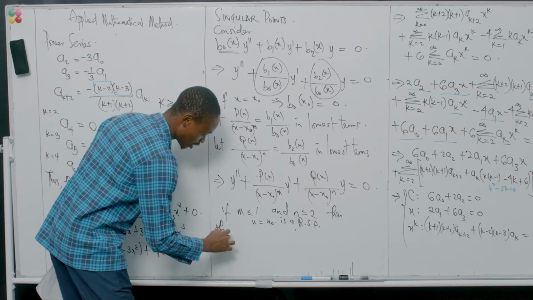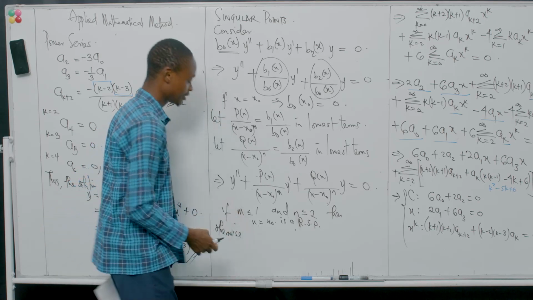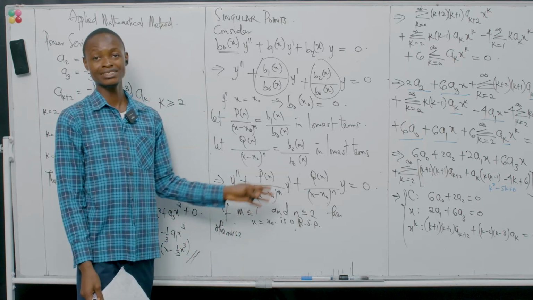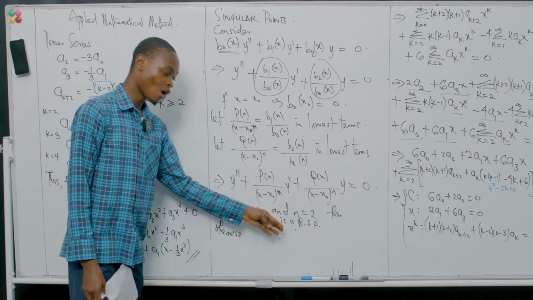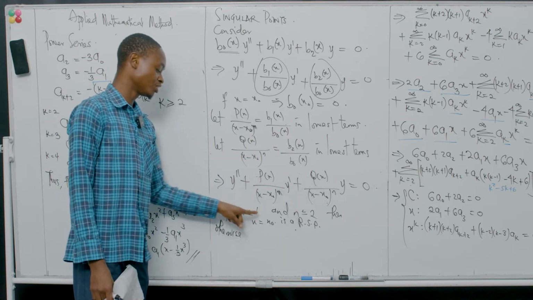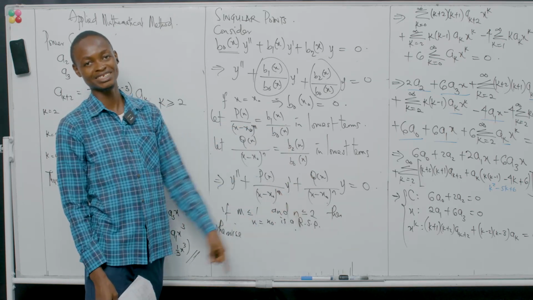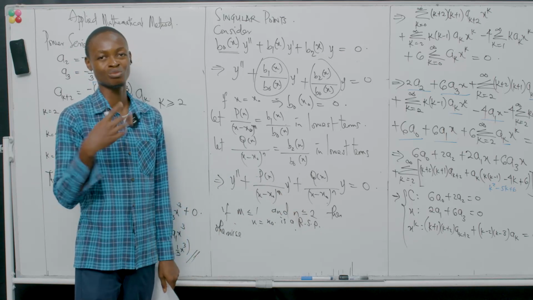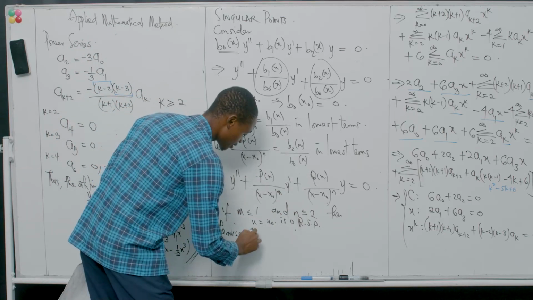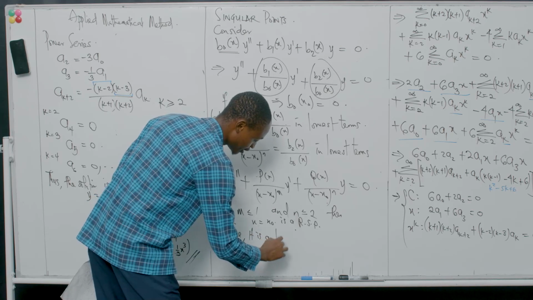Otherwise, I'll just put otherwise. That means whether m is greater than 1 or n is greater than 2. One of the conditions might be satisfied, but the other one is not met. If at least one of them is not met, it is an irregular point.